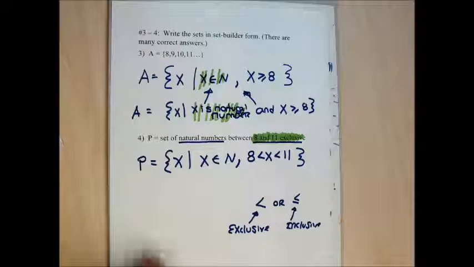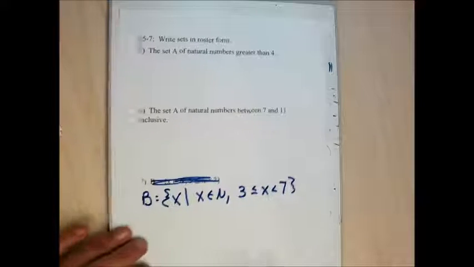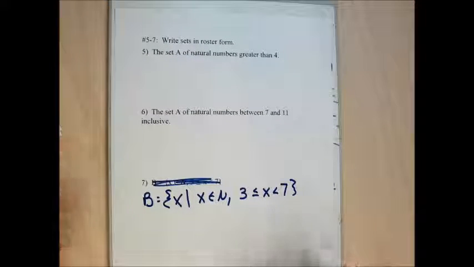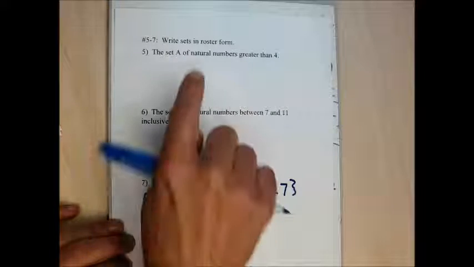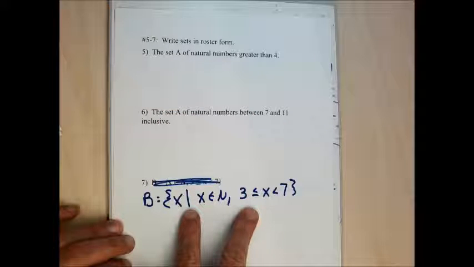The next 3 problems want us to do the third kind of writing for sets and write the set in roster form, which is my favorite form. I just have to list the numbers in the set. That's what I'm asked to do for problems 5, 6, and 7. So I'm given some either word description or set builder notation to describe a set, and I'm asked just to list the elements in roster form.